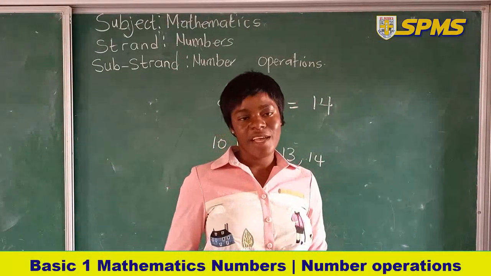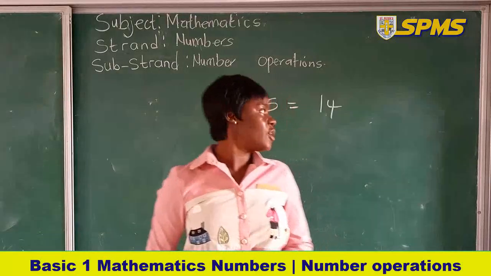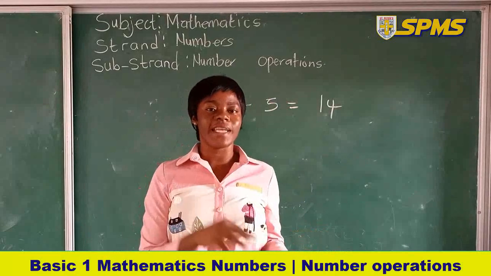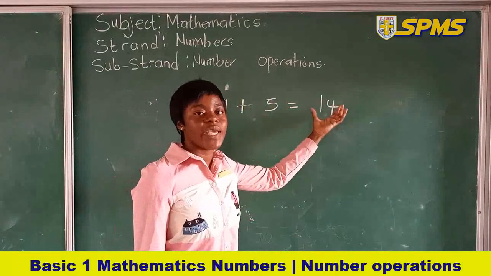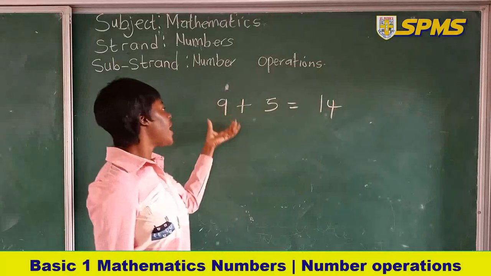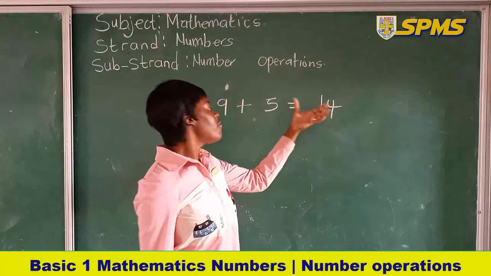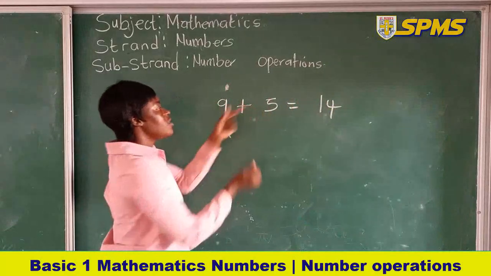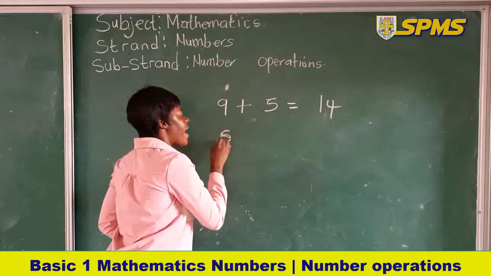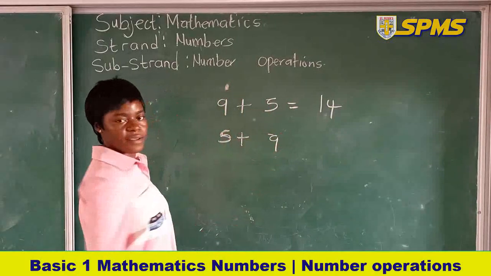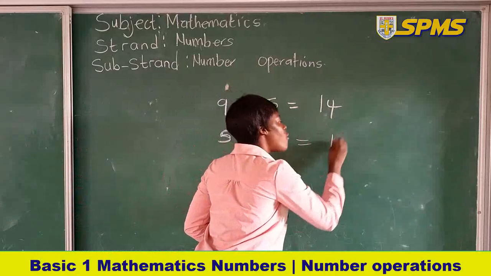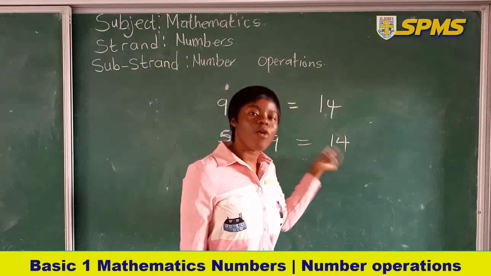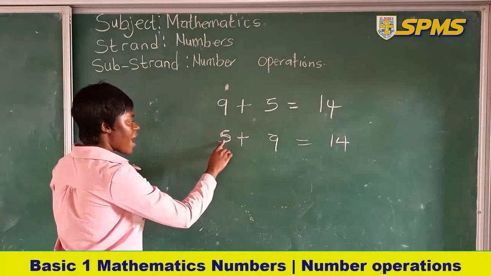Interchanging addends is also part of our rules. When we interchange addends, we will get the same sum, or the same answer. So 9 plus 5 will give you 14. Now we are changing 9 plus 5 to 5 plus 9. We will still get 14. Let's see. So we have our 5 already.